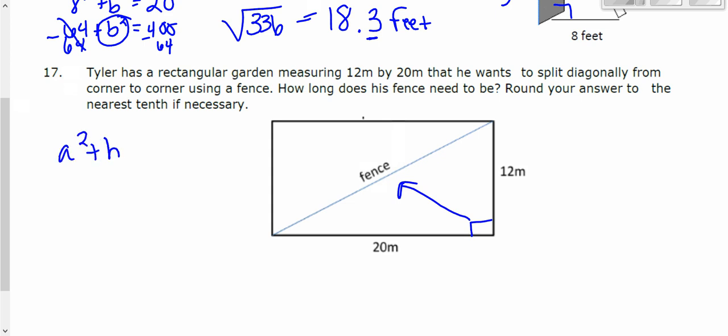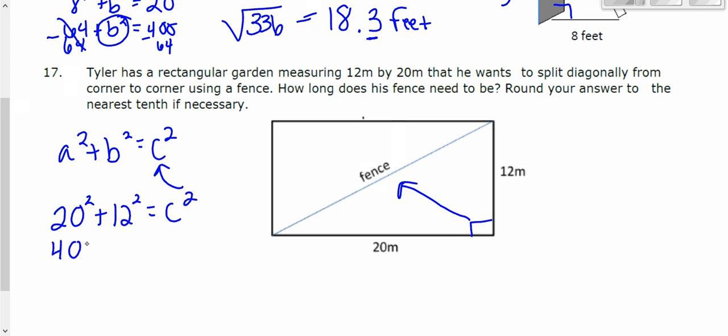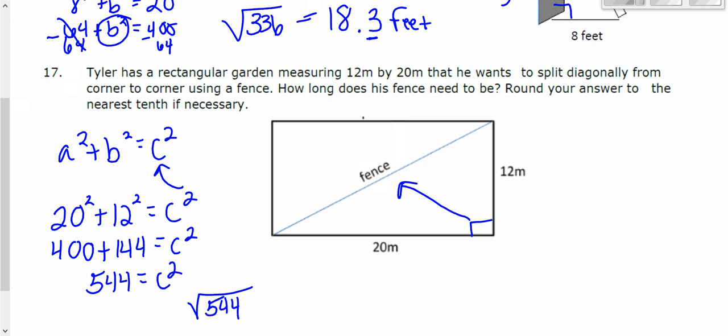So a squared plus b squared equals c squared, my hypotenuse. So 20 squared plus 12 squared equals c squared. 400 plus 144 is c squared. This would be 544, be c squared. So the square of my hypotenuse is 544. To find just c, I'm going to find the square root of 544. Again, I'm going to want my calculator for that. So the square root of 544 is 23.3.